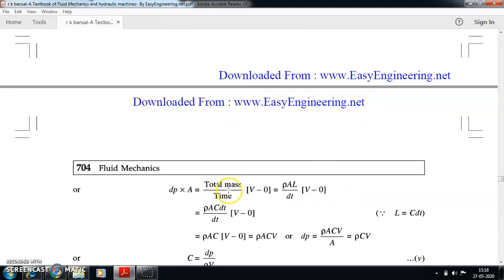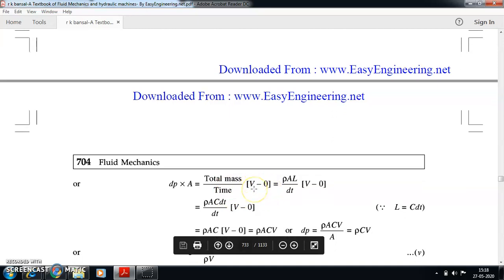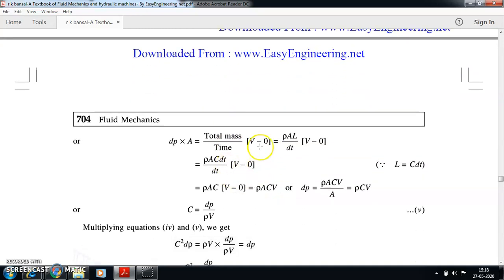Total mass flow rate is mass per time, times the change in velocity. It was 0 initially. Next it is becoming V for the piston. So V minus 0. Mass will be rho A L divided by dt. So I can write this as rho A, and I can substitute L as C dt. So I am substituting over here. The dt gets cancelled. So it will be rho A C into V. So rho A C V you are obtaining.